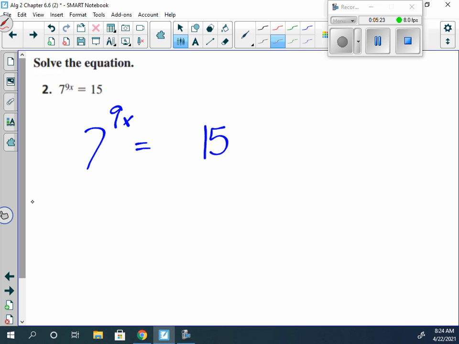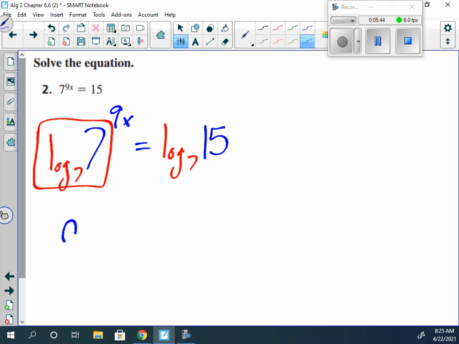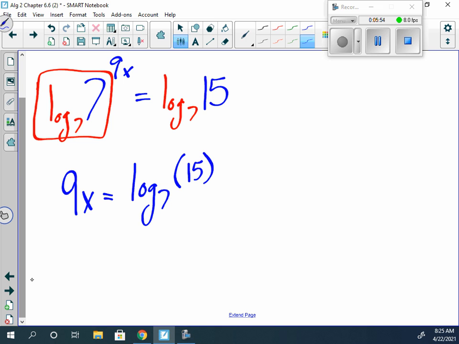Okay, so we have 7 to the 9x equals 15. Well, again, we can't write 15 as 7 to a power. So what can we do? We can take log base 7 of both sides. And as we've seen and we know because of our properties, log base 7 of 7 to the 9x will simplify to 9x is equal to log base 7 of 15. So then we just need to plug in log base 7 of 15 and we have our answer, yes?